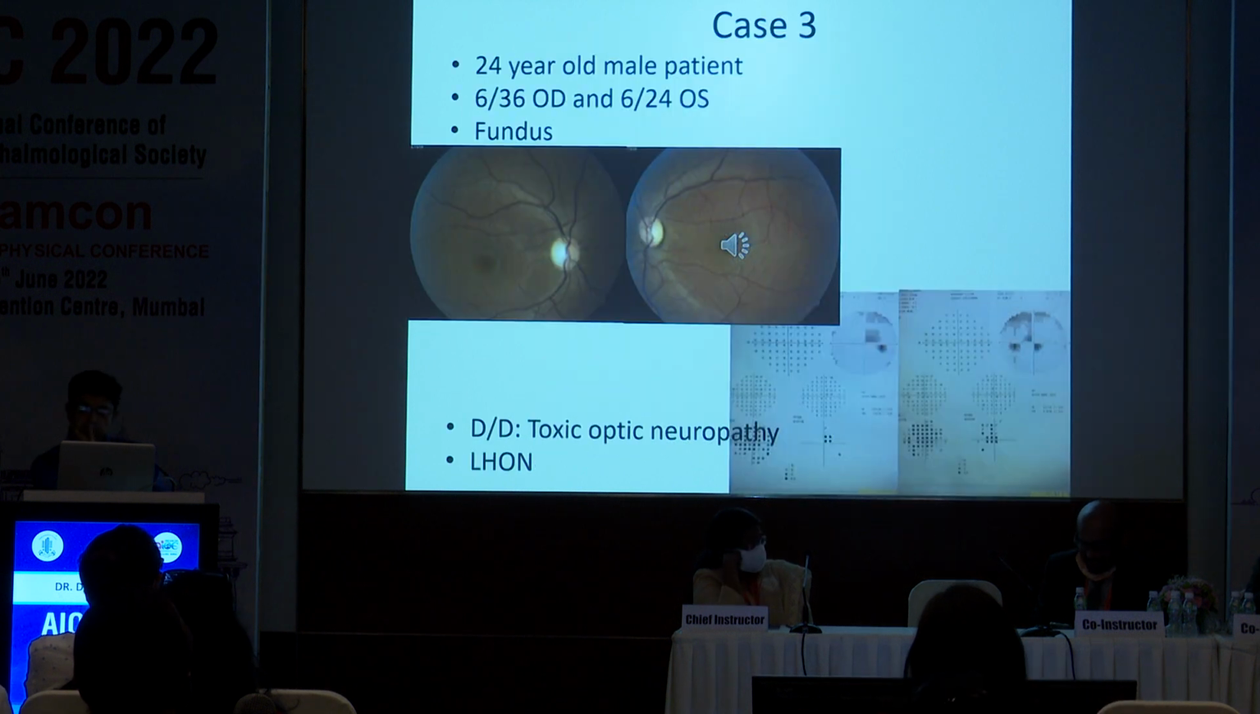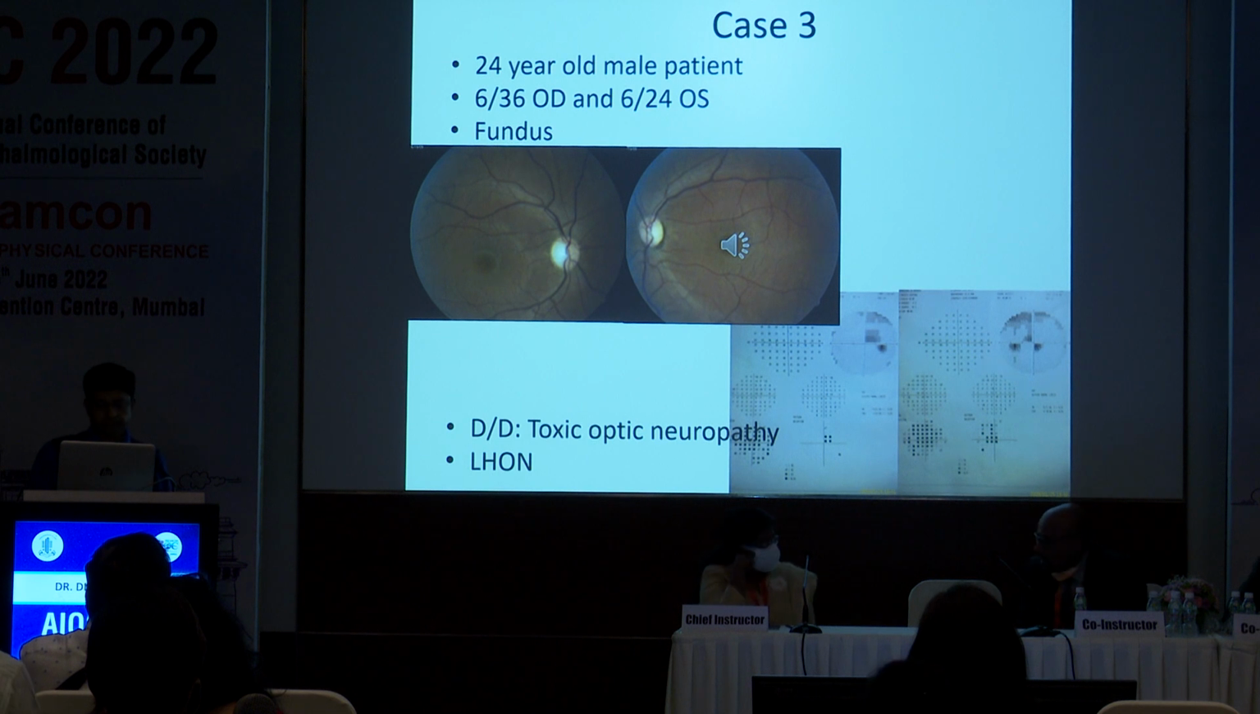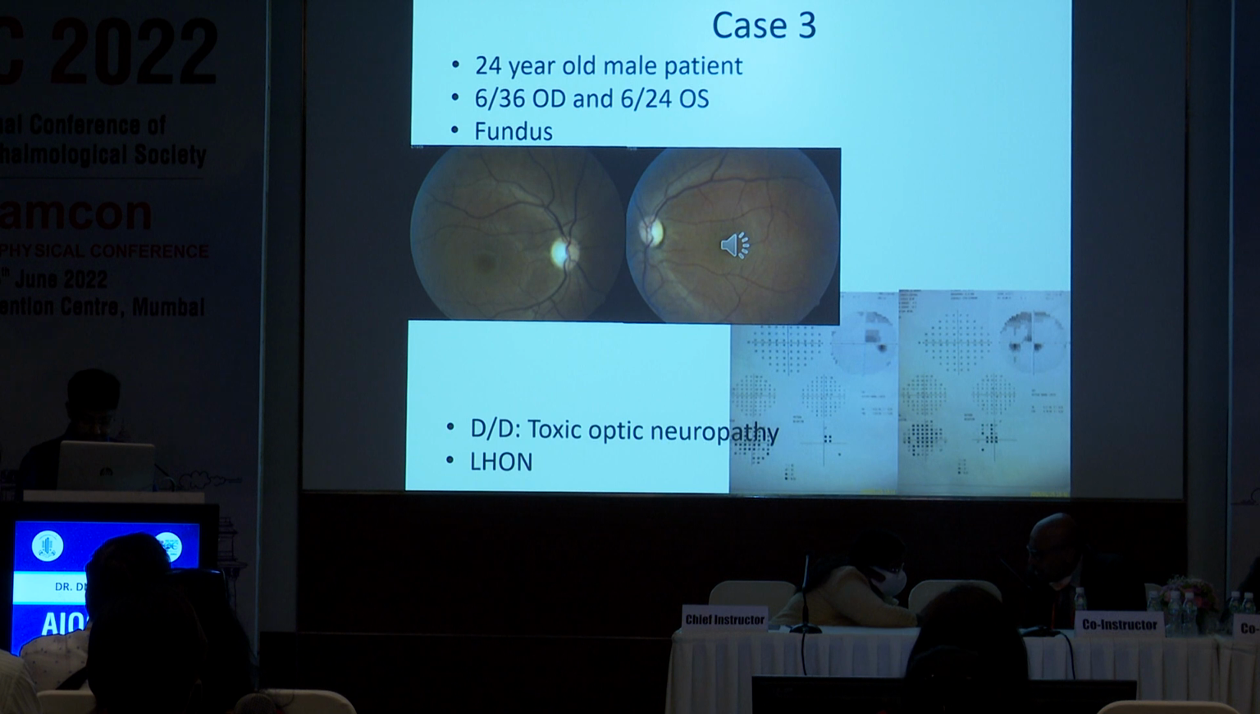A 24-year-old male patient with vision loss in both the eyes is showing a bilateral temporal pallor on his optic nerves. There is a central or centrocecal scotoma on the visual fields. This could be a toxic optic neuropathy, but one always has to keep Leber's hereditary optic neuropathy in mind as well.